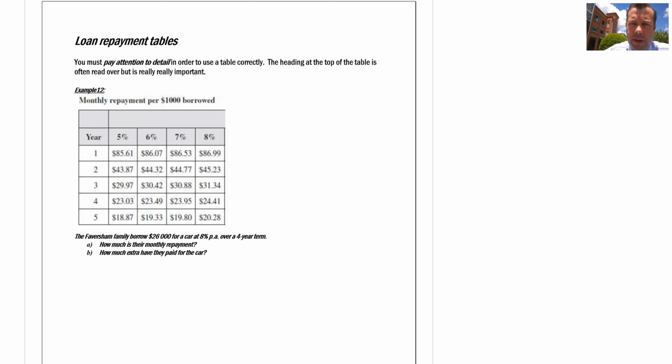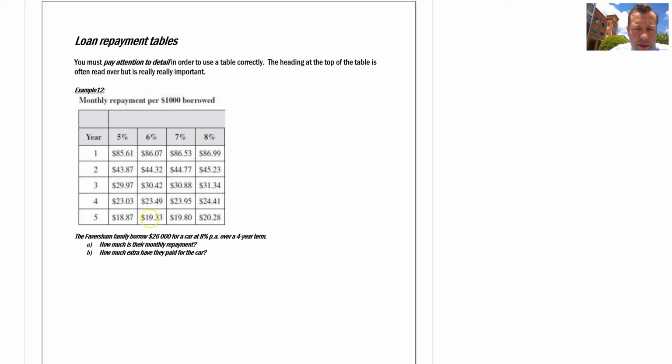Okay, so in this example here, and we're going to learn this with an example, it says this is the monthly repayment for every $1,000 borrowed. Now, they won't always be the monthly repayment. It won't always be per $1,000. There's all sorts of ways that we could vary these. But this one, you read that and it says it's the monthly repayment for $1,000 borrowed.